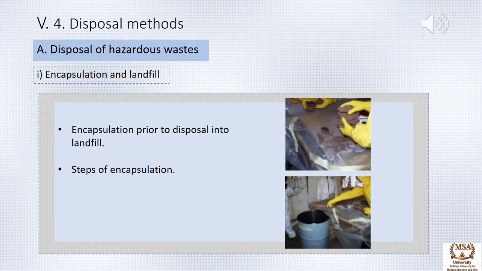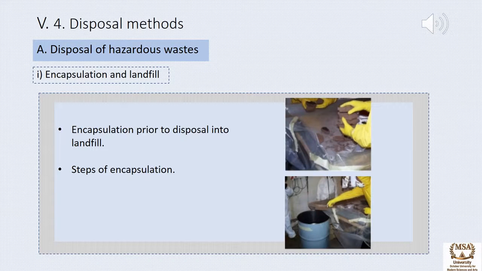Now I'm going to talk about disposal methods. Disposal of hazardous wastes. The first method is encapsulation and landfill. Hazardous wastes should be disposed by two methods, which are encapsulation and landfill. Wastes should be immobilized or encapsulated prior to disposal into landfill.